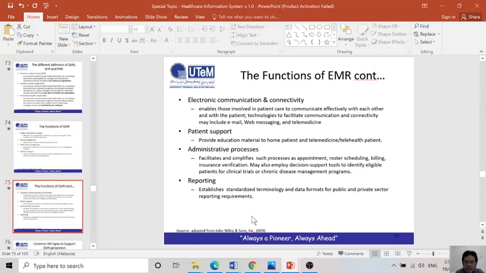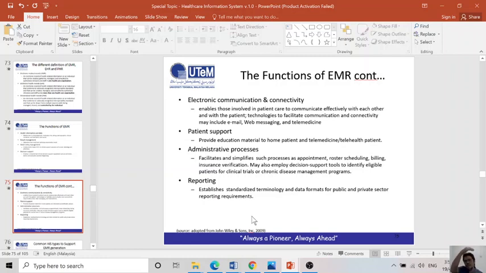The EMR is also used for electronic communication and connectivity. It enables those involved in patient care to communicate effectively with each other and with the patient. Technology to facilitate communication and connectivity may include email, web messaging, and telemedicine. Nowadays, doctors also use WhatsApp to share patient information, test results, and images of the examination from one doctor to another.